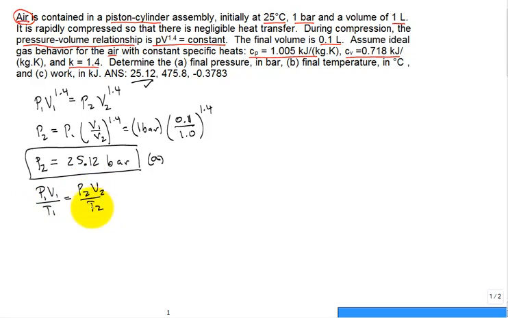At the beginning, at every intermediate state in the process from the initial state to the final state, as well as at the final state. So if we're interested in the final temperature, T2, it's equal to the initial temperature T1 times P2 over P1 times V2 over V1.